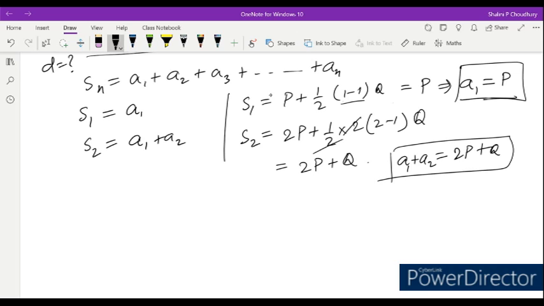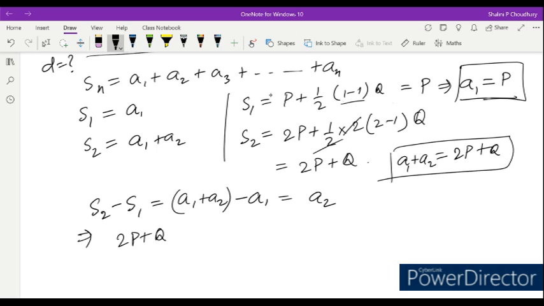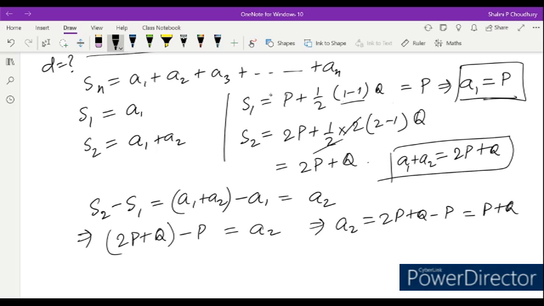Okay, now for A2, या S2 minus S1 अगर हम करेंगे, so what value will we get? A1 plus A2 minus A1. Okay, it means we'll get A2 का value. So S2 minus S1 will be 2P plus Q minus P, that will be equal to A2. It means A2 will be equal to 2P plus Q minus P, that will be equal to P plus Q. ठीक है, so A2 का value will be P plus Q.